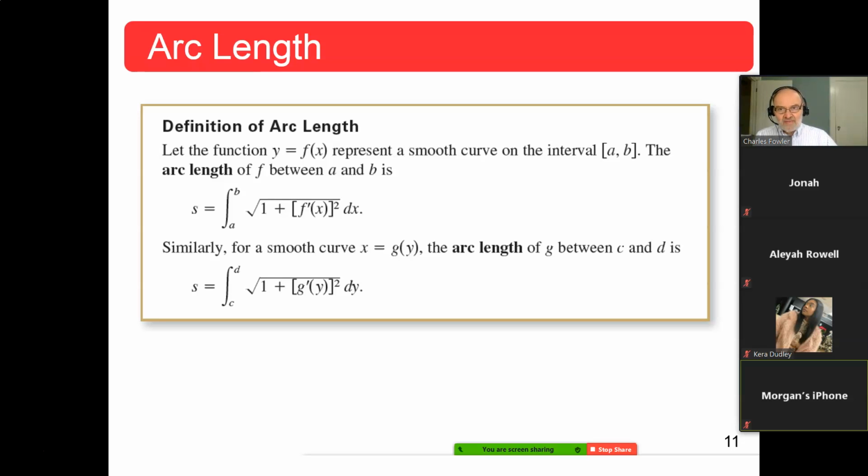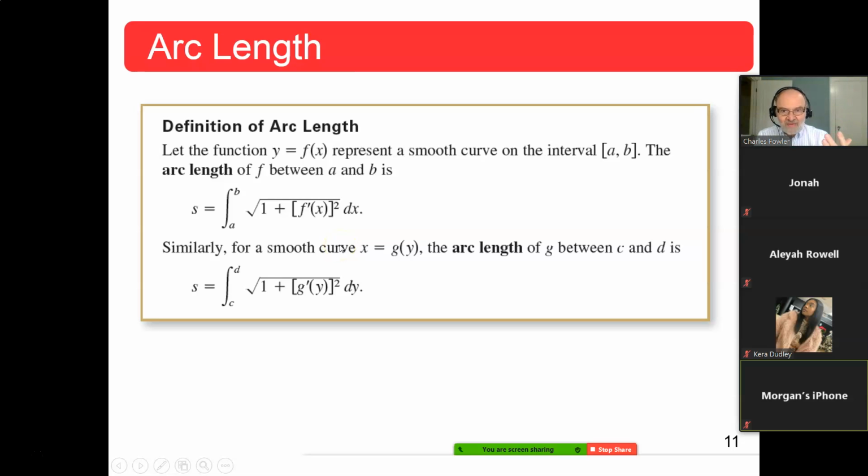Here's the definition of arc length. If you have a function y is equal to f of x, and that function represents a smooth curve, no corners, no discontinuities, no cusps, nothing that's irregular about it. Very smooth curve on the interval from a to b. Then the arc length of that function f between a and b is given by little s, which stands for arc length, okay? The integral from a to b of the square root of 1 plus the derivative of this function squared, times your dx.